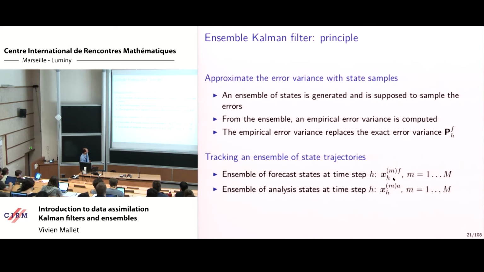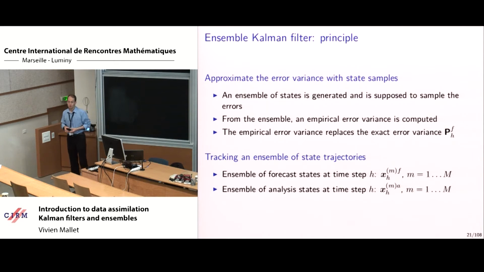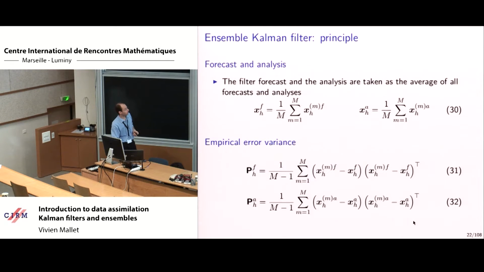Every time, we have an ensemble of forecasts: capital M such forecasts. We also have, in practice, capital M analyses. We make use of these forecasts and analyses to estimate the error variance. Simply, from them we compute an empirical error variance. This is our estimate for PF with the XF,m, and with the XA,m it's going to be for PA, of course. So it completely replaces the error variances.